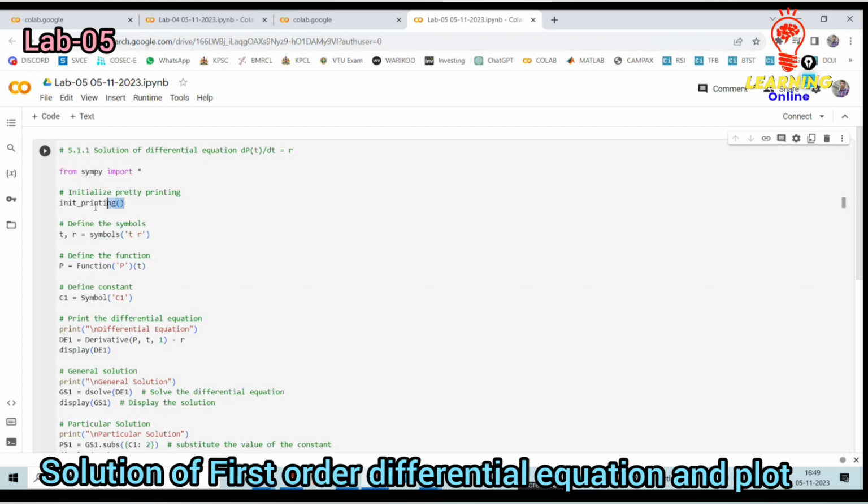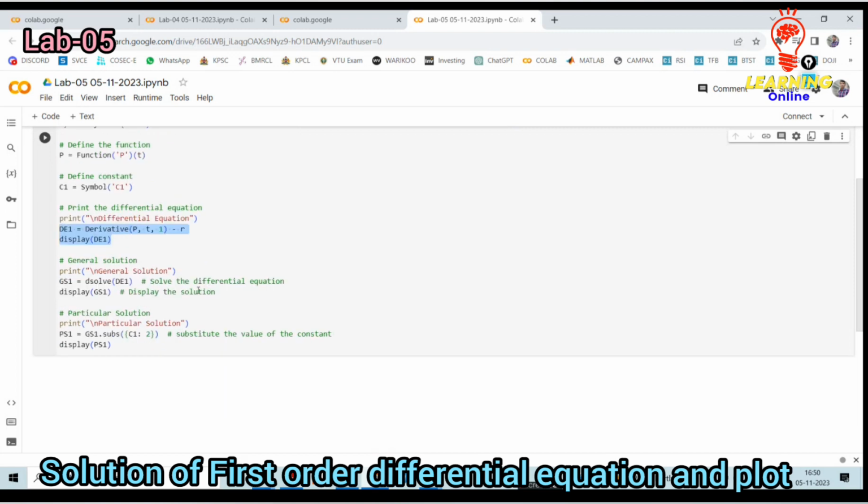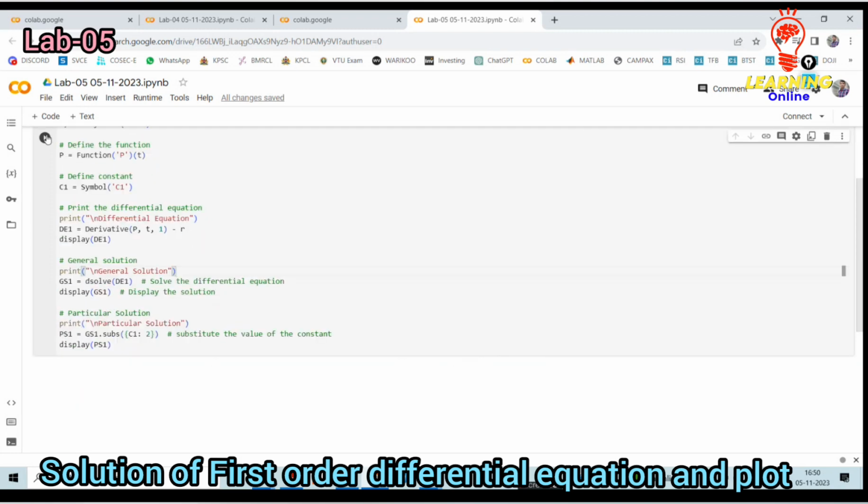I already discussed it: initiating the printing, defining the symbols, then the function, then the constant value, then deriving that particular expression, then getting the general solution, then the particular solution. These are to be present. Once you type this code, you have to run it. Whatever solution corresponds to that first order differential equation, you will get that solution itself.